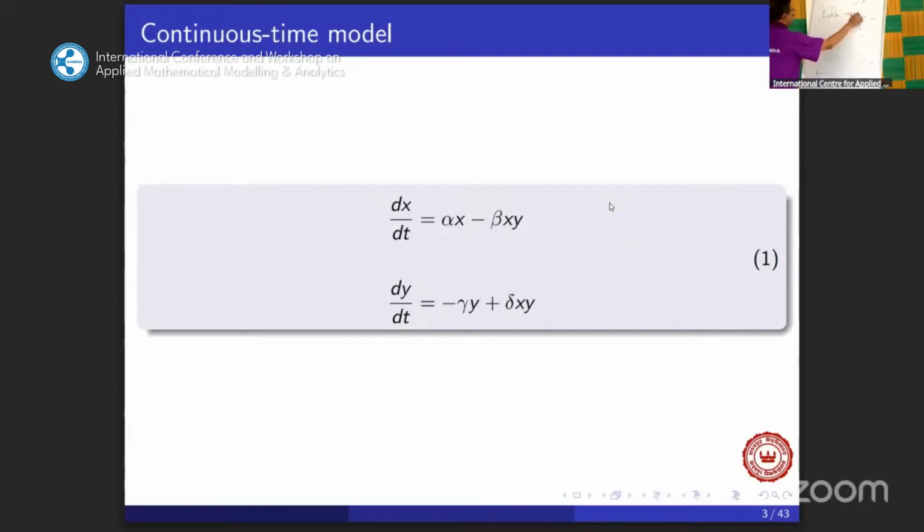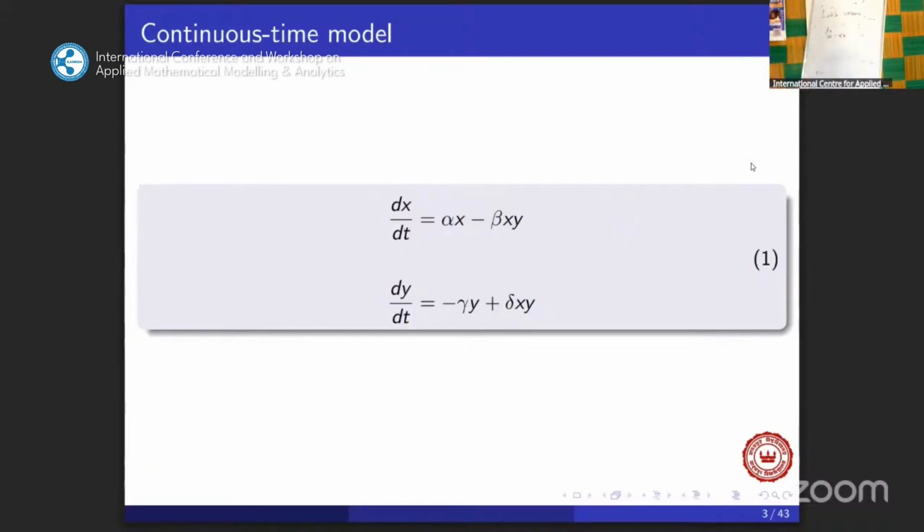How is the model reduced? The Lotka-Volterra model: go to the Atlantic Ocean and see, people are catching fish here, and in some years they get more fish and in some years less. That is oscillatory behavior. From this, he builds the model dx/dt equals alpha x.